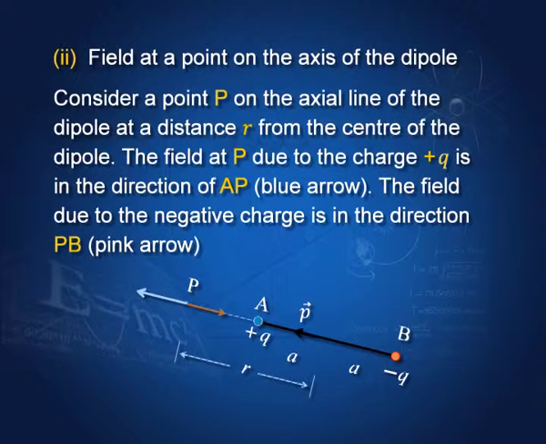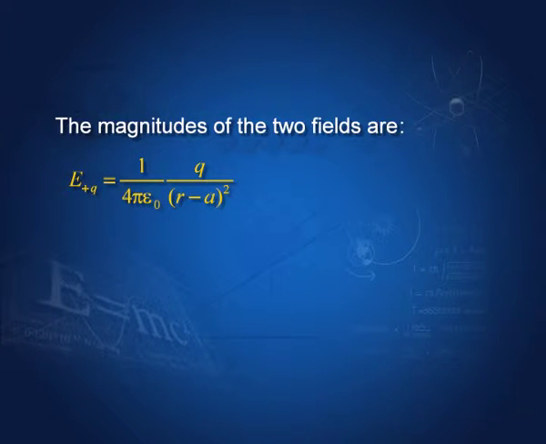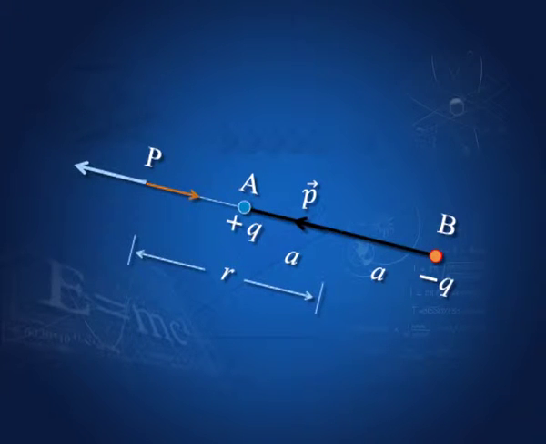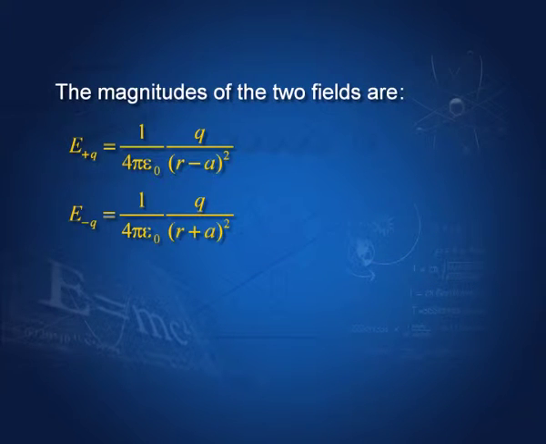Let us now find the field of the dipole at a point P, which is along the axis of the dipole. Here again we have charge q, we find the field at P, we have charge minus q, we find the field at P, and then we add them and find the net field at the point P. So the field due to plus q is 1 by 4 pi epsilon 0 q by (r minus a) squared. You see, this is a, and this distance is r, this distance is r minus a. So E minus q is 1 by 4 pi epsilon 0 q by (r plus a) squared.